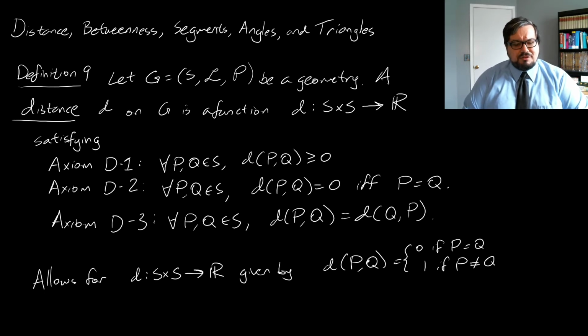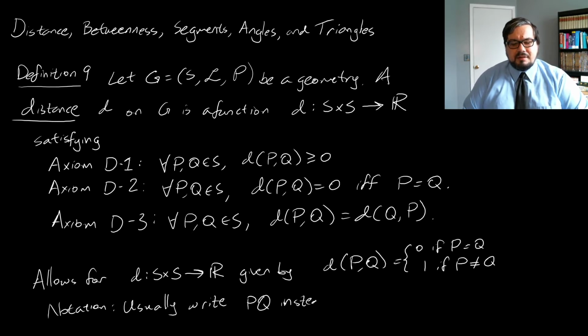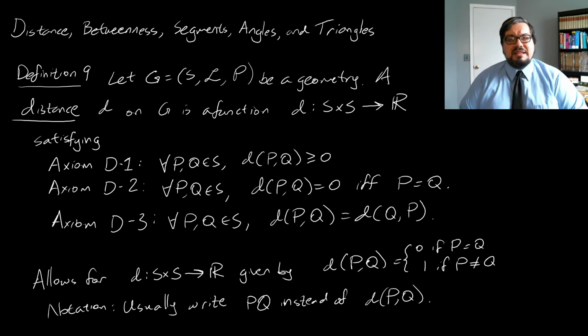But one piece of notation before we do that. So we usually write PQ instead of D(P,Q). So notice that this PQ notation here has no decoration on it. It's just the label for the point P, the label for the point Q written together. That's always going to indicate the distance between the 2 points that we're looking at. In particular, PQ is a number.